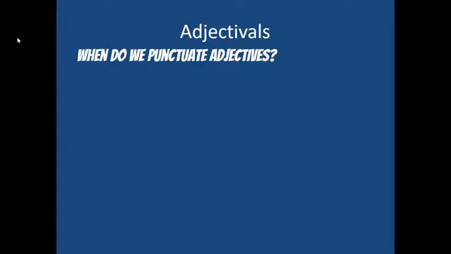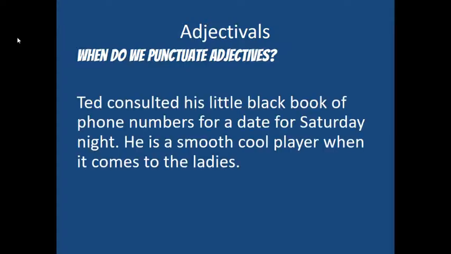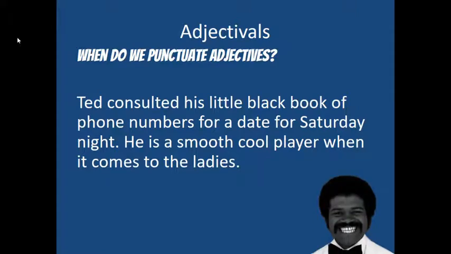So another question we're going to take on is, when do we punctuate adjectives? Sometimes you see an adjective with a comma, and sometimes you don't. Wonder why. So if I said Ted consulted his little black book of phone numbers for a date for Saturday night, he is a smooth, cool player when it comes to the ladies. Let's bring Ted in, and that is his real name. Well, I can see a couple things. I can see little black book, and I can see smooth, cool player.